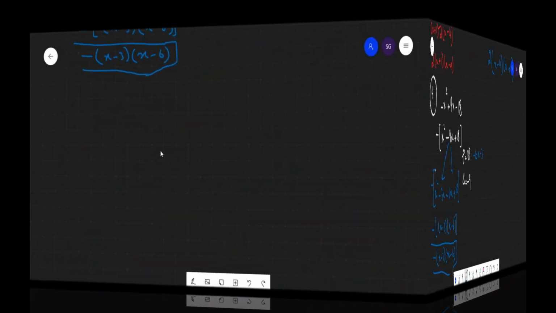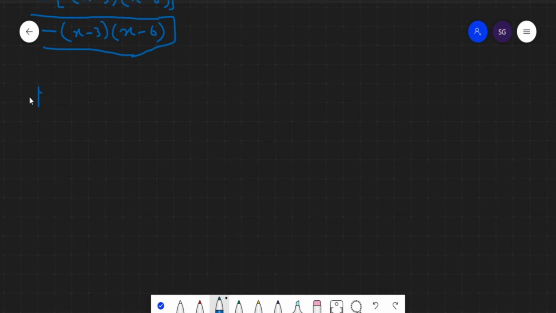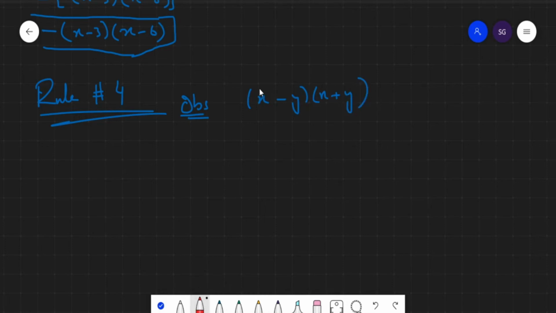Right, so now we move on to our fourth rule. And the fourth rule leads to a very important observation. So first of all, let's take that observation into consideration. Let's say we multiply x minus y with x plus y. If you know how to expand the brackets, this is how you do it. You take the first term of the first bracket and you multiply it with all the terms of the next bracket.